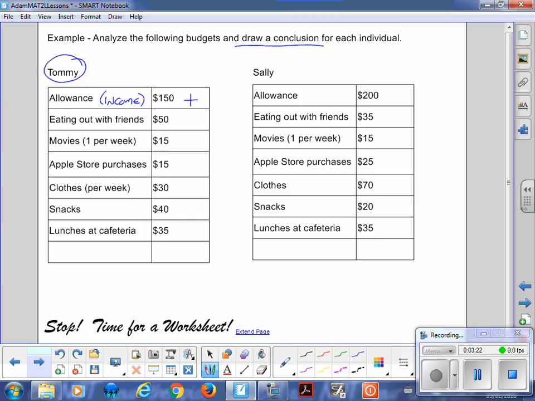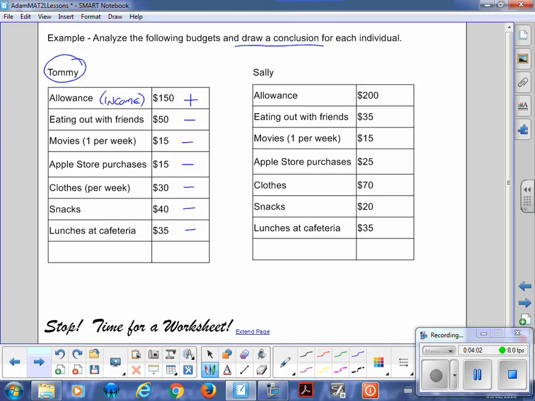Yeah. So he's spending $50 eating with friends. He goes to one movie a week, spends money. Apple Store purchases, so updating all his apps and War of Clans and all that jazz. Spends $30 on clothes per week. That could be average. Remember, you're likely saying, well, what can you buy for $30? Well, you don't buy a pair of jeans every week. So if you take up all your purchases and divide it out, $30 is the average. Snacks, so on the way home, stopping at Mac's or Timmy's. And finally, you're eating out every day at lunch. Not a good thing. Costs a lot.